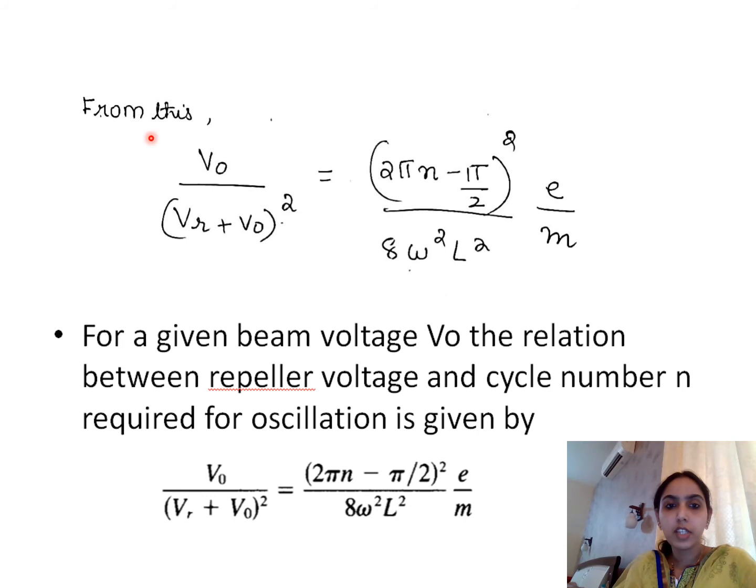Now by squaring the previous equation, we get an expression as such, and it can be seen from this equation that for a given DC beam voltage V0 and a given mode number n, there is a relationship between the repeller voltage VR and ω. That is, whenever the frequency is varied from the center frequency, the repeller voltage is also affected. So the repeller voltage VR and ω are dependent for a given beam voltage V0 and a given mode number n. That is what is written here.